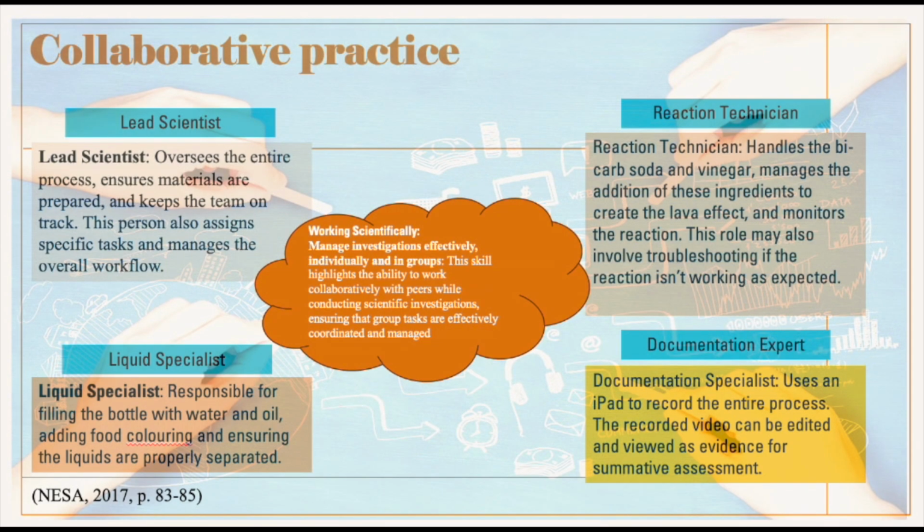Now looking at collaborative practice. Students will work in groups of 4 when investigating, building, and completing the model. Each student has a specific role in the implementation that they are responsible for. This links to working scientifically as students need to manage investigations effectively, both individually, i.e. conducting their role appropriately, and in groups, to ensure that tasks are effectively coordinated and managed. This also shows an integration into general capabilities of personal and social capability skills, as students need to work with peers to build their lava lamp model and document the use of materials.